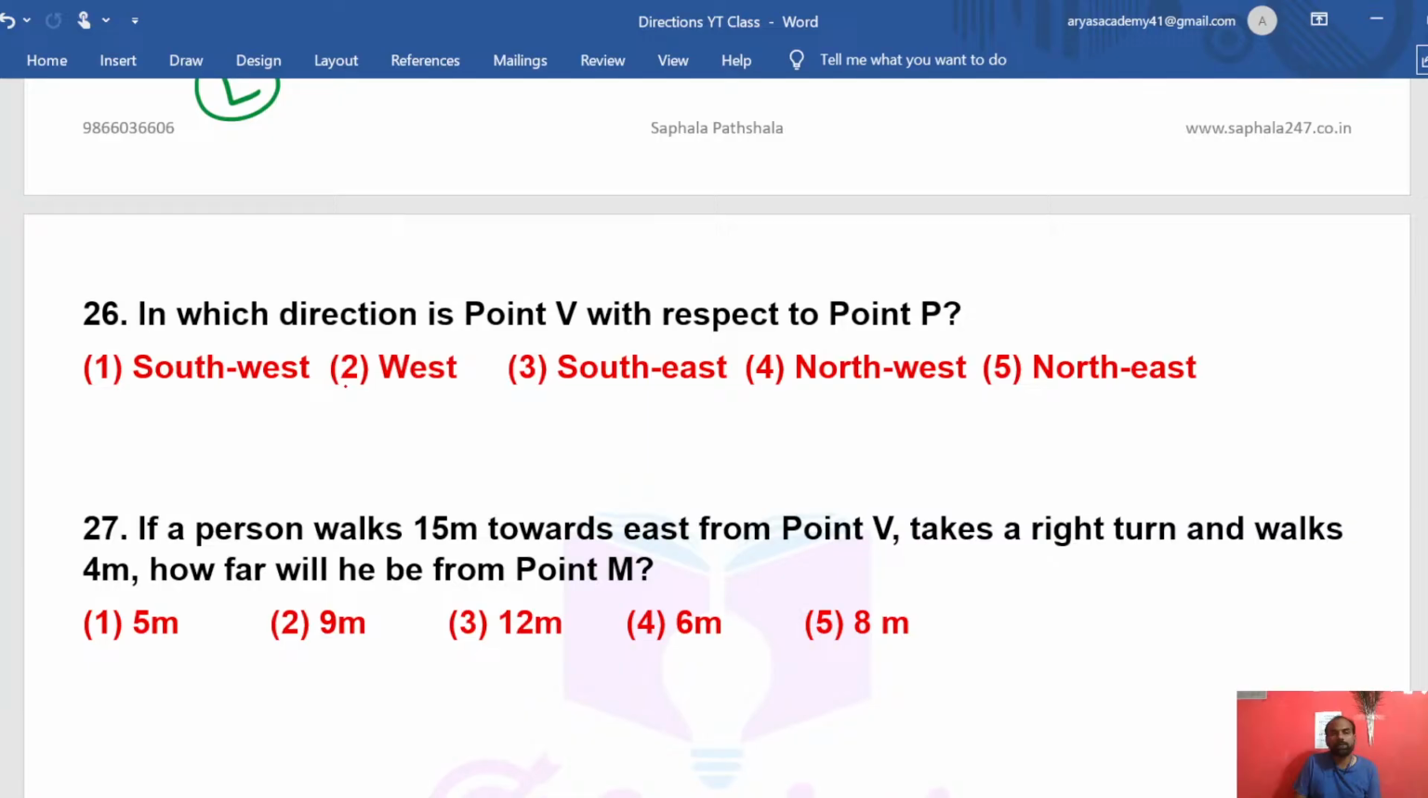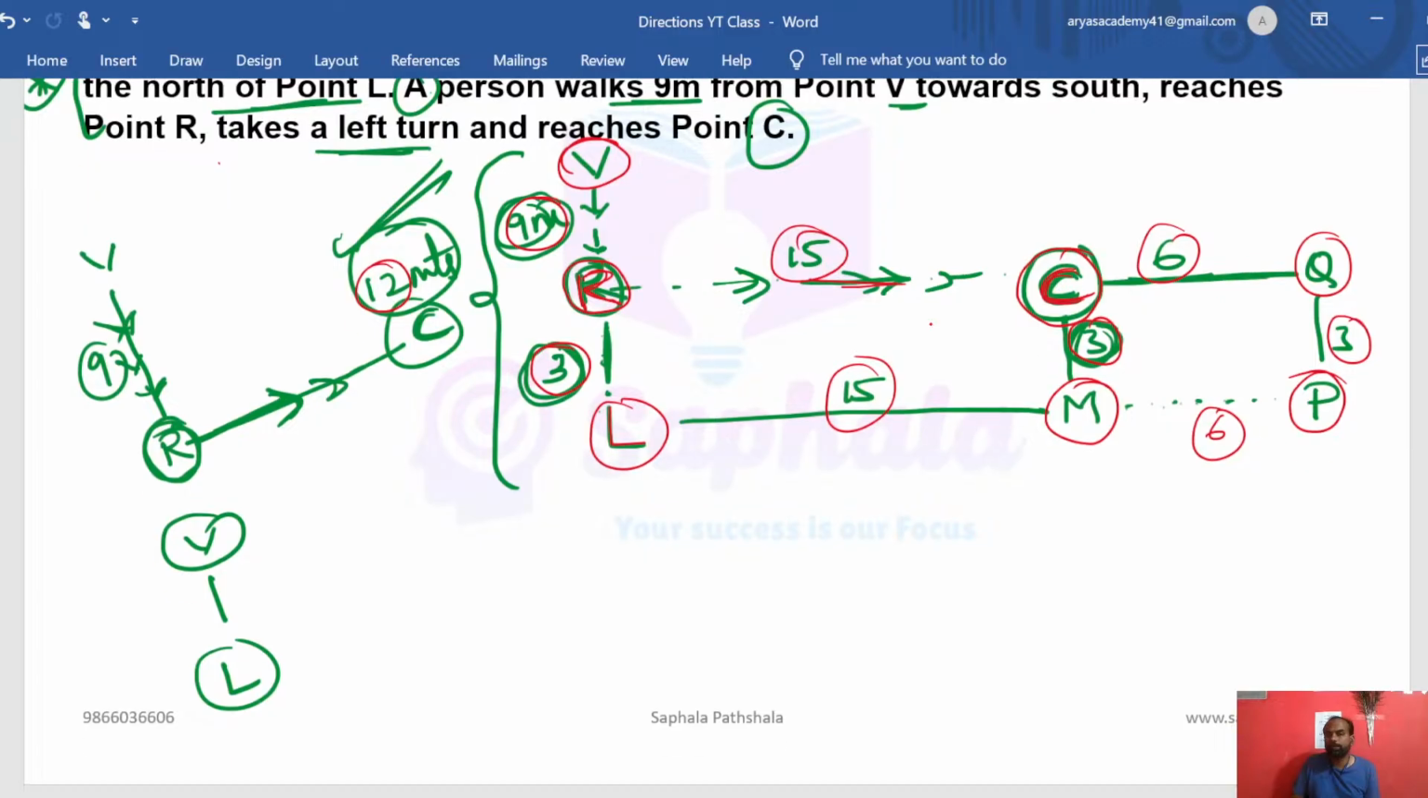In which direction is point V with respect to point P? From P, what is the direction of V? P is actually here. V is over here. So if you just look at the diagram, P is here. This is north, south, west and east.